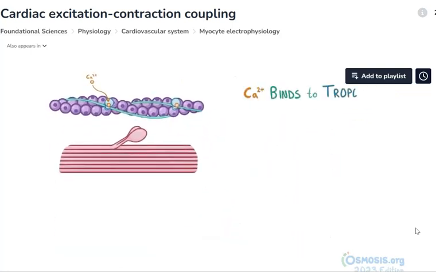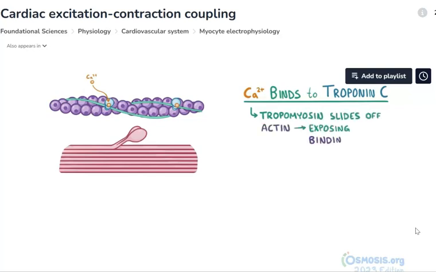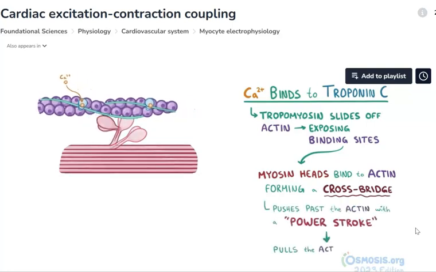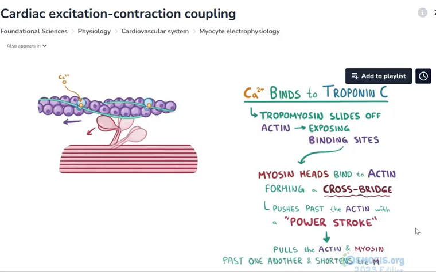Those calcium ions bind to troponin C, and that causes tropomyosin to slide off of the actin filament, exposing the actin binding sites. At that point, myosin heads bind to actin, and this forms a cross bridge. When the parent's away, the children will play. The myosin head pushes past the actin with a power stroke, effectively pulling the actin and myosin filaments past one another and shortening the muscle.